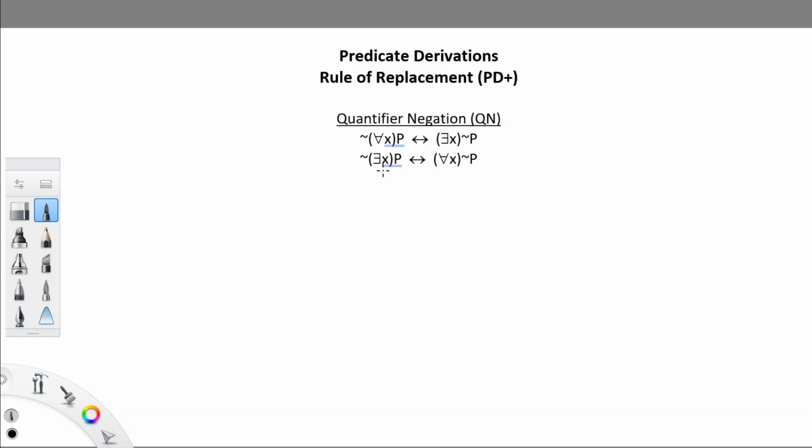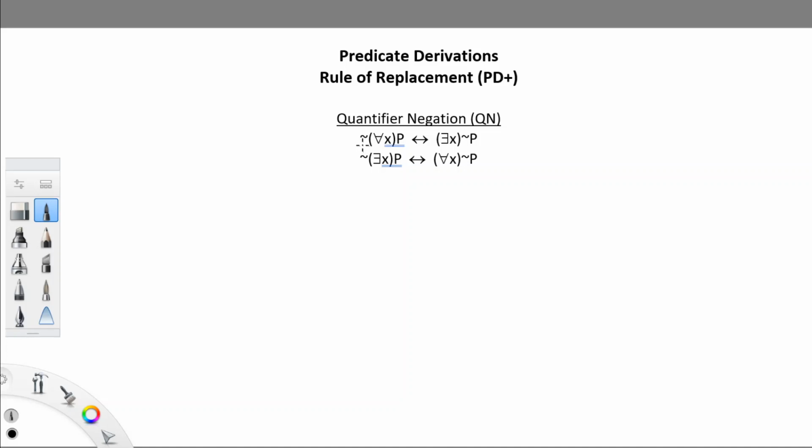Each of these sides is input for the other side as output. You can take the left side as input and get the right side as output, or take the right side as input to get the left side as output. There are two formulations of the rule, but the syntactic manipulations are basically the same.